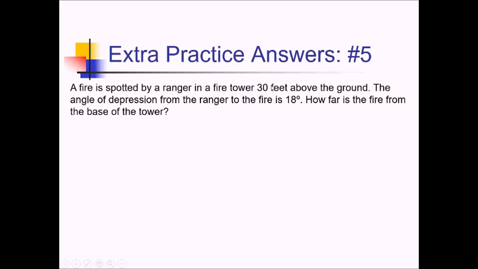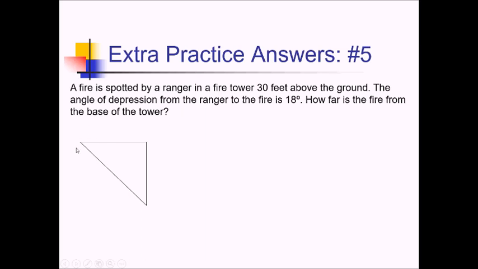On this problem, we have a fire spotted by a ranger in a fire tower 30 feet above the ground. We have an angle of depression from the ranger down to the fire at 18 degrees. We want to know how far the fire is from the base of the tower. Well, since we have an angle of depression, we've got an upside down triangle. We have our ranger up here at the top of the triangle spotting this fire down below at the bottom. And they said the tower itself was 30 feet. So which side of the triangle is that?